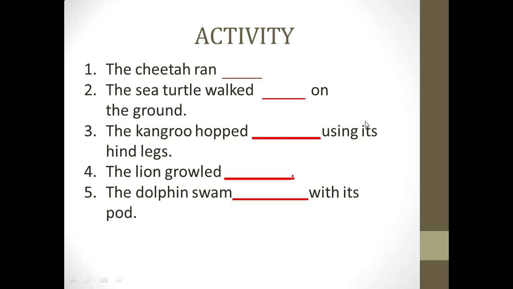The cheetah ran dash. Ran is a verb, and then you have to put any adverb after that. The sea turtle walked dash on the ground. Walked is a verb. Then you have to put something that describes the walking. The kangaroo hopped dash using its hind legs. Hind means the back legs. The lion growled dash. The dolphin swam dash with its paw. Swam is the second form of swim. Here you are going to write the quality or describing word that describes the swimming of the dolphin.